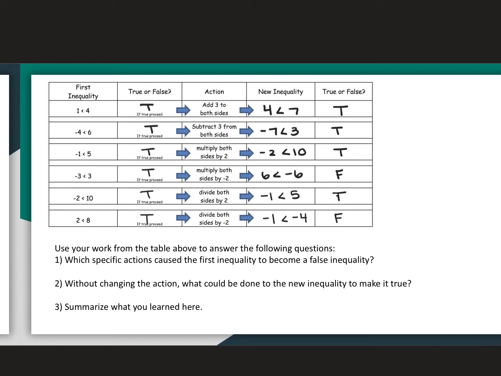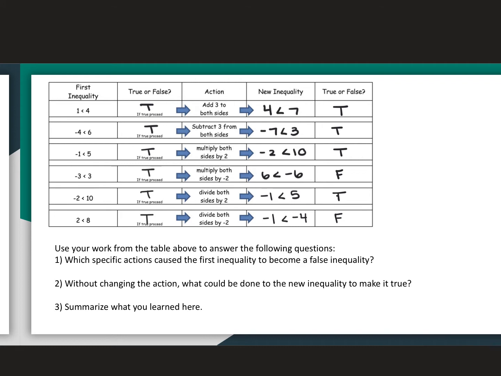All right, so I want you to take a second to look at this table and answer the 3 questions. So it says, use your work from the table above to answer the following questions. Which specific actions cause the first inequality to become false? Without changing the action, what could be done to the new inequality to make it true? And to summarize what you've learned. So I want you to pause the video and try that out. Answer those 3 questions. All right, so let's take a look.